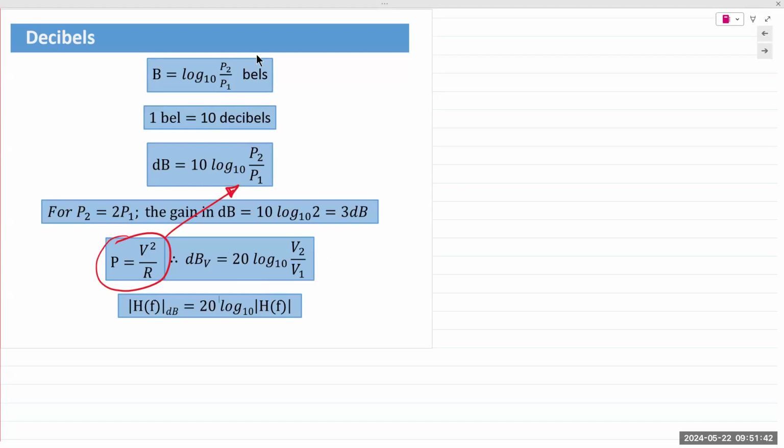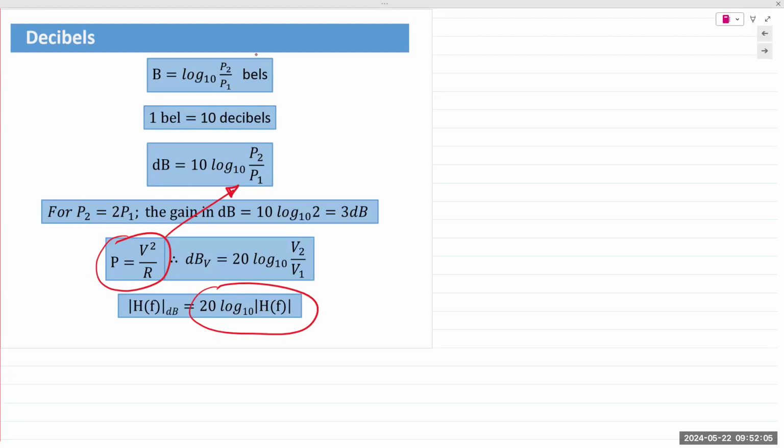A transfer function is a ratio of voltages, V2 over V1, V out over V in. Transfer function in dBs, hence, can be described as 20 times log of the magnitude of H of f. So you're taking your H of f, a wide range of values, and you compress it by taking the log.